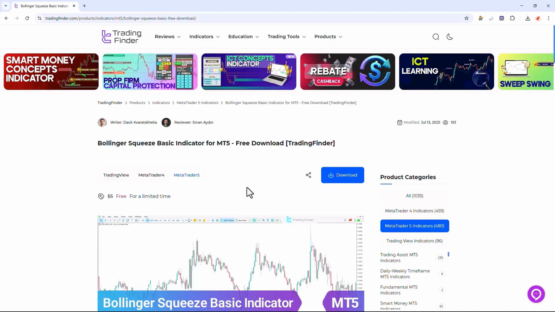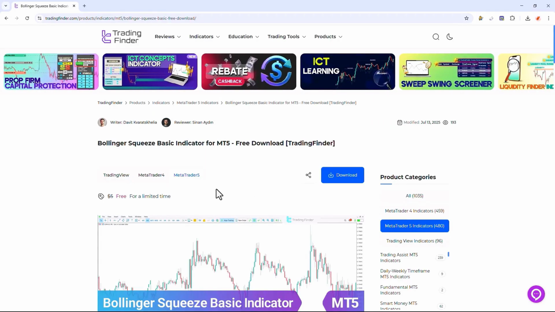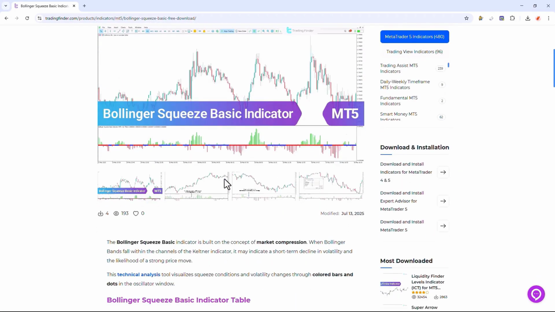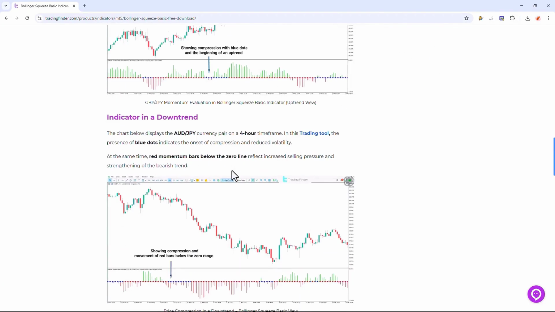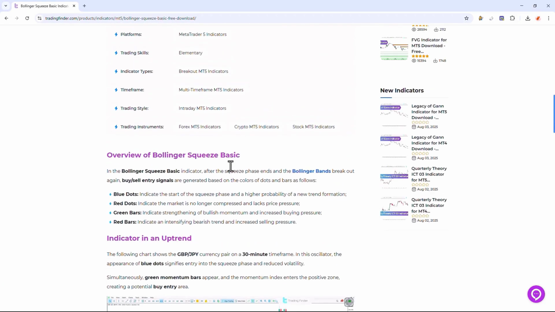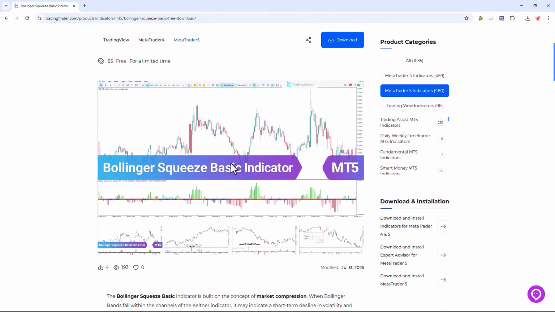the Bollinger Squeeze Basic indicator, which is offered for various platforms on the TradingFinder website. From this section, you can download the indicator file for MetaTrader 4 and MetaTrader 5 platforms and run it on your chart. Additionally, traders can read this page to learn about the functionality and operation of the indicator.